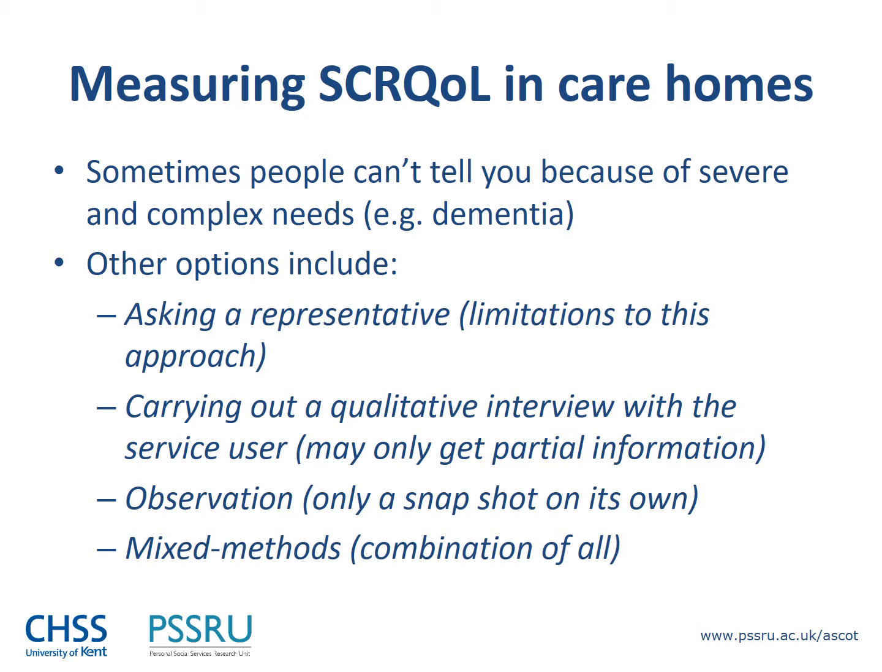What you'll tend to find if you look through the research literature is that there's a variety of ways of doing this. One is to ask a representative, so we often call this proxies. Another is to carry out qualitative interviews, but this may only get partial information. The other is to undertake an observation, but this only gives you a snapshot. It's not going to provide you necessarily with the full picture. And the final one is to use a mixed methods approach, which is essentially a combination of them all.